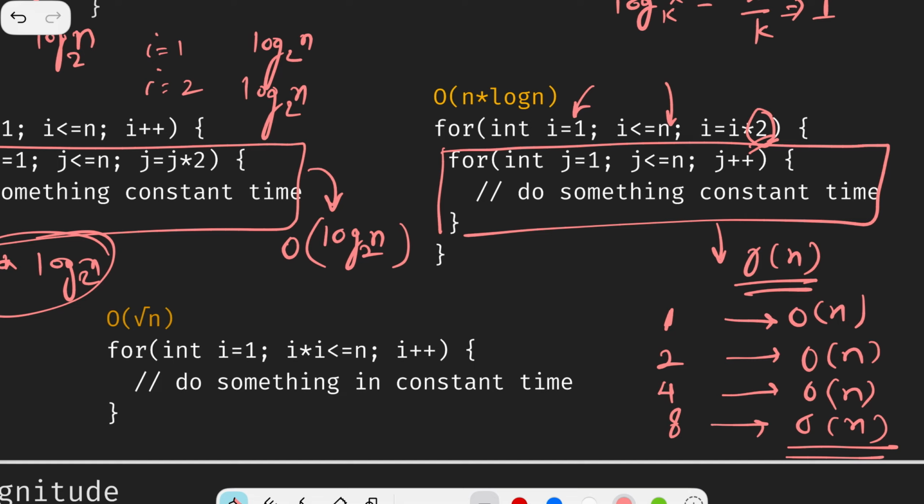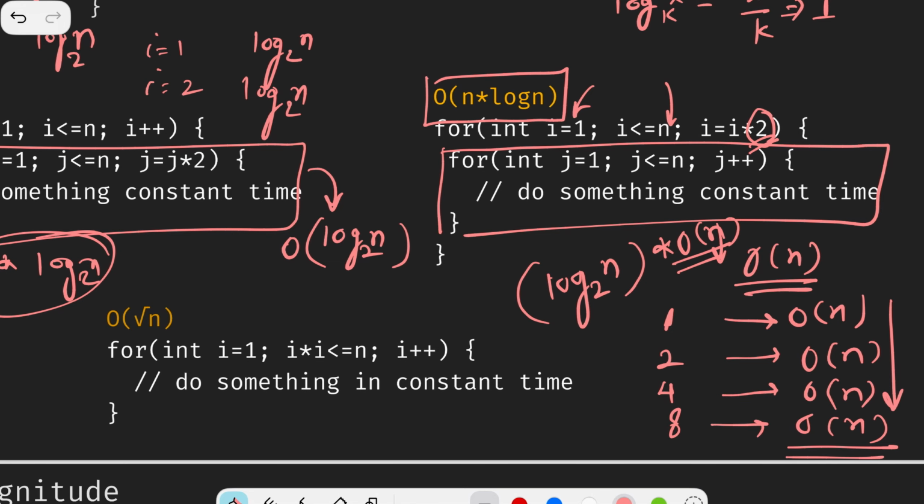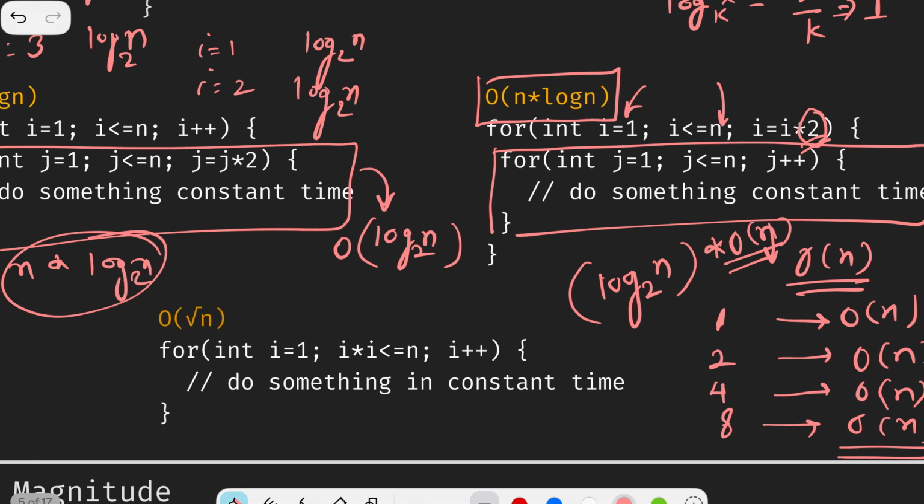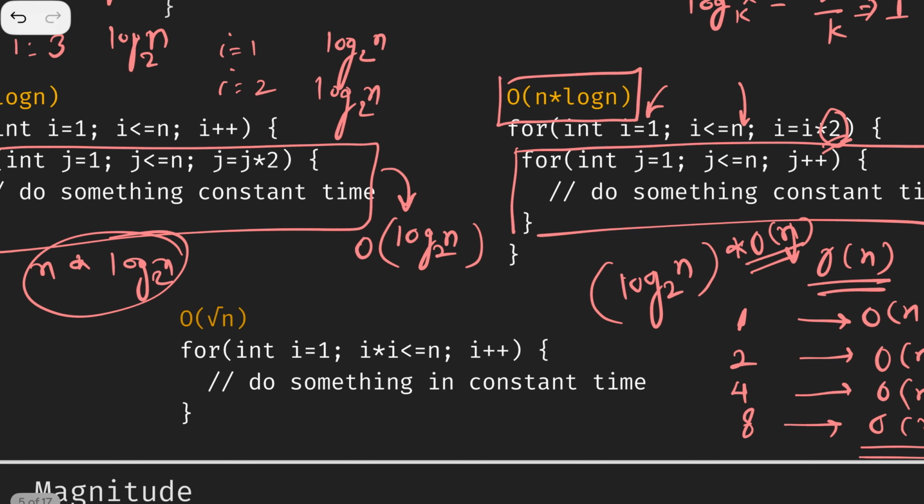So how many times will the inner loop get executed? Well, we have already seen it's going to get executed log n base 2 times. So log n base 2 into O of n. That's why you have the time complexity of n log n for this as well. See, in the earlier example, the inner loop was taking log n base 2 time and it was getting executed n times. That's why the time complexity is n log n base 2, right?